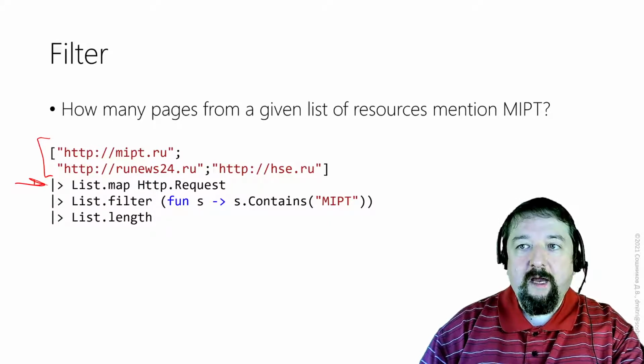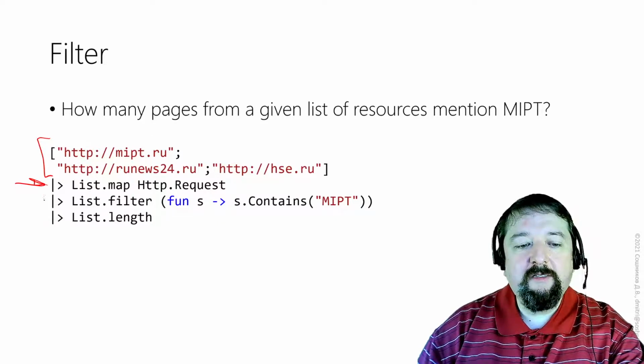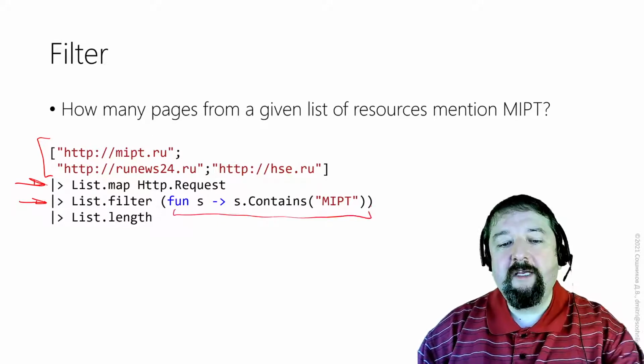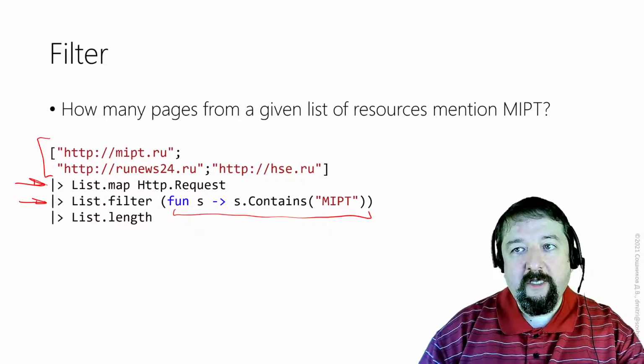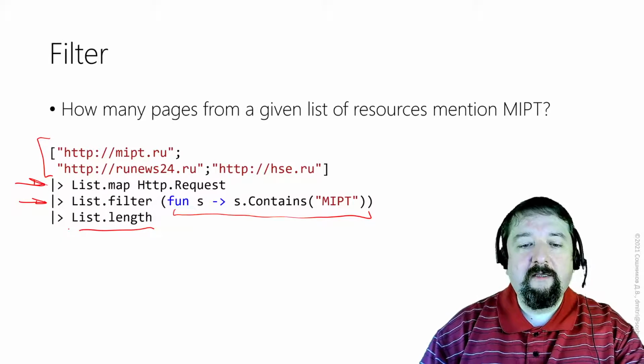Then, how do I filter the pages which contain the word that I need? This can be done using list filter. So list filter accepts a predicate, in which case the function which returns true or false, depending on whether the page contains the word MIPT or not. And then I just calculate the length of the resulting list.